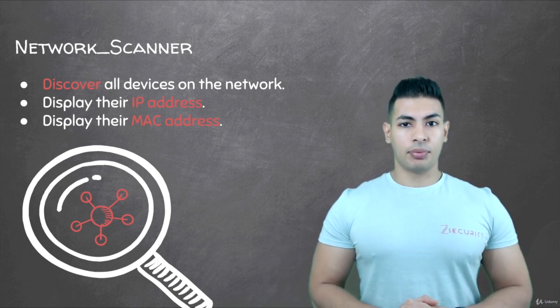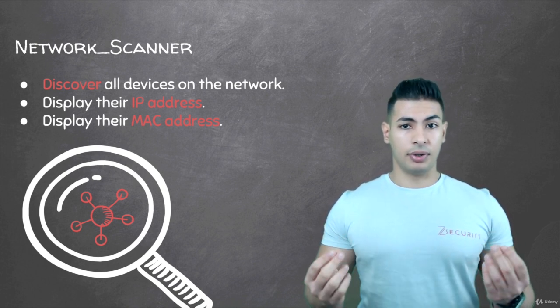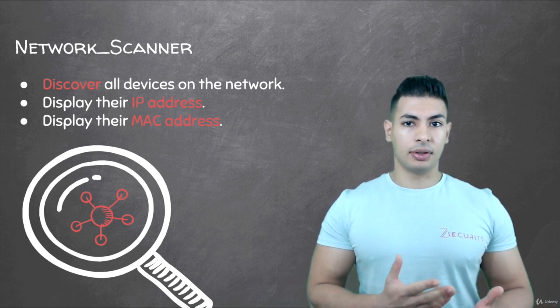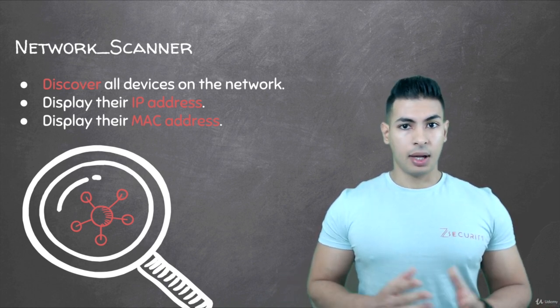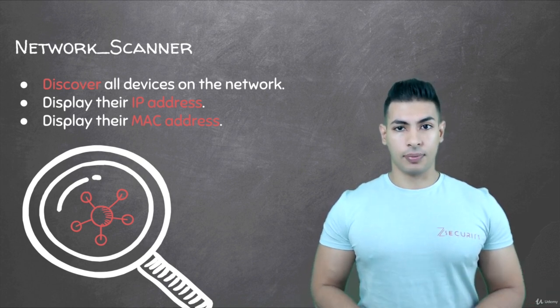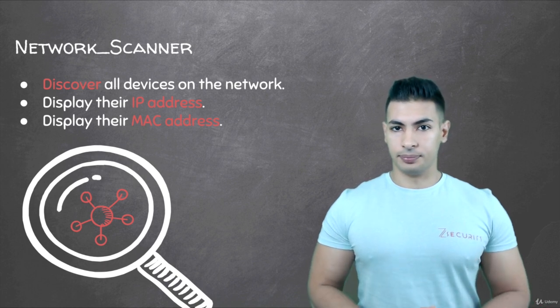Now, there are a number of programs that will do this for you. Examples are NetDiscover and Nmap, which do this job really well, and I cover both of these programs in my general ethical hacking course. But in this course, we're not going to be using any pre-built tools. We're actually going to build our own network scanner.